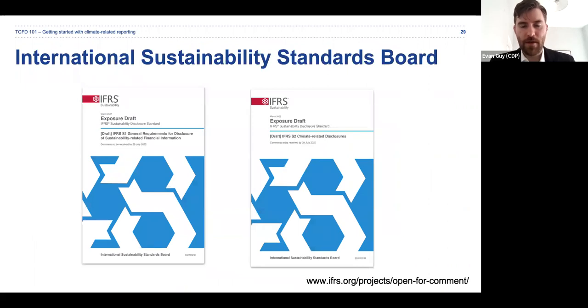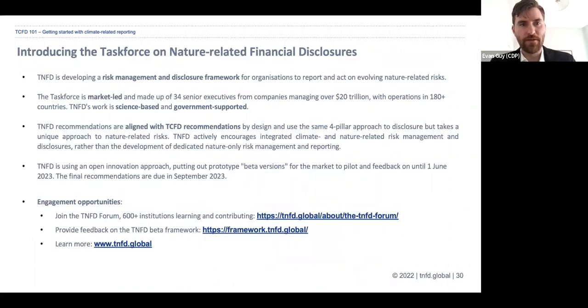One other important thing to mention, in addition to the developments of the ISSB really looking to create this global standard for climate disclosure, is the work of the Task Force on Nature-related Financial Disclosures. The TNFD is looking to follow upon the work that was done around the TCFD, but to take a broader look at nature-related disclosures, even considering climate, but going beyond to consider issues related to ecosystems, biodiversity, areas of water. And so the TNFD is developing a risk management and disclosure framework for organizations to understand and report on nature-related risks, opportunities, dependencies, and impacts.